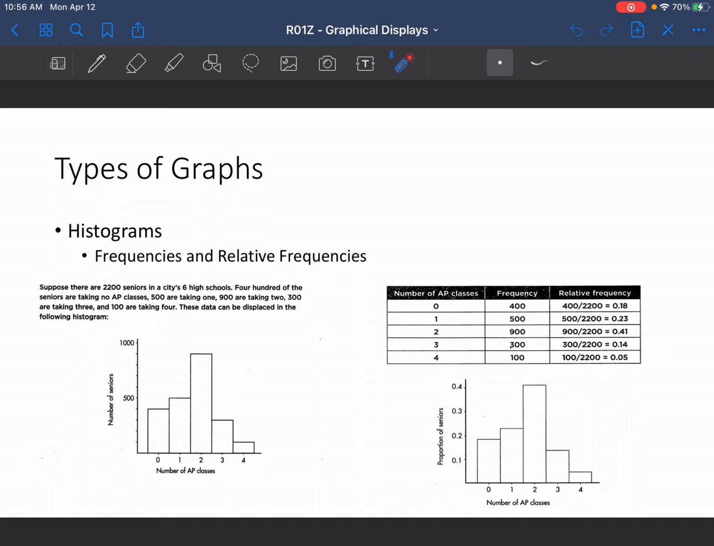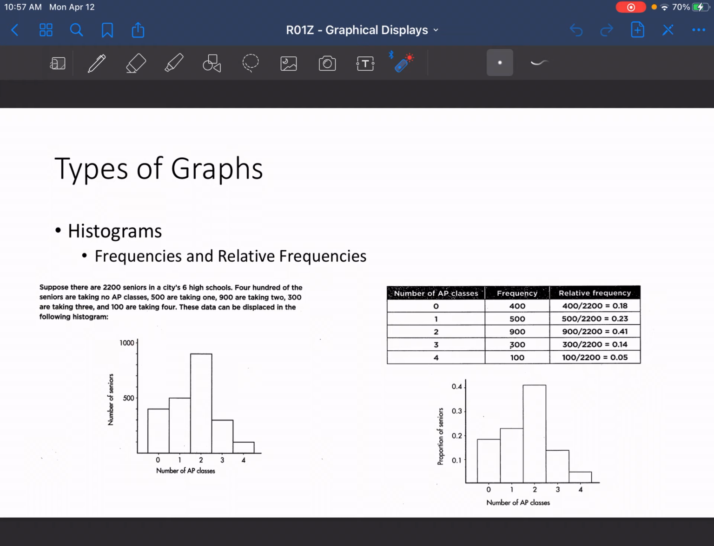Really the difference between these two right here is that your first histogram represents a frequency histogram, whereas the second one represents a relative frequency histogram. Frequency histograms are basically going to go off of whatever numbers we were given in the problem itself. So I know that there were 400 seniors who took no AP classes, so my bar is going to go right around to that 400 mark, whereas there were 500 who took 1, 900 seniors who took 2, 300 who took 3.